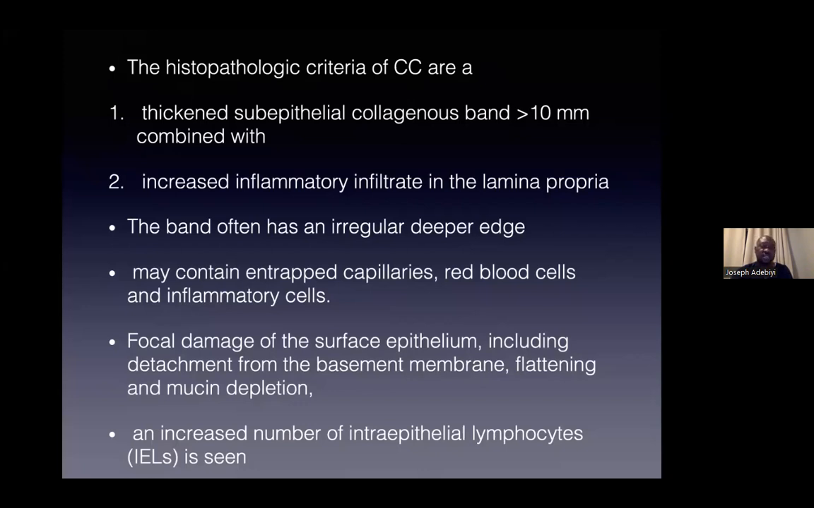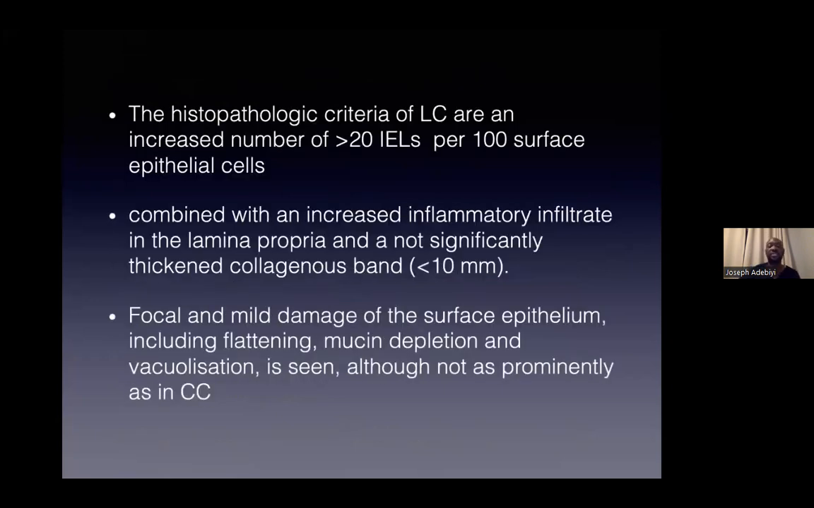And the collagenous band is usually irregular with a deeper edge, and may contain some entrapped capillaries, red cells and inflammatory cells. You may also find focal damage of the surface epithelium with detachment from the basement, flattening and mucin depletion. When you combine all this with increased numbers of intraepithelial lymphocytes, you diagnose the patient with collagenous colitis.